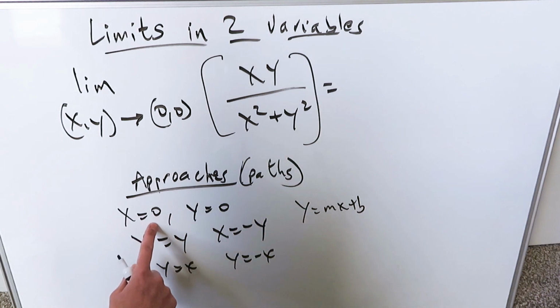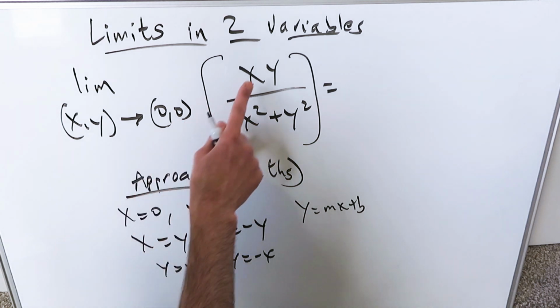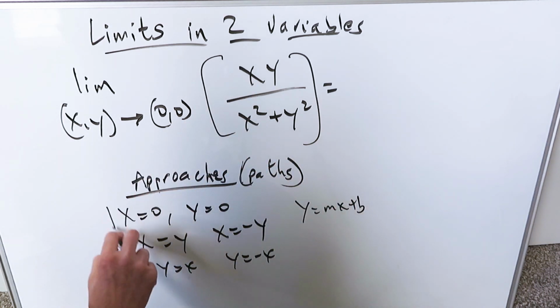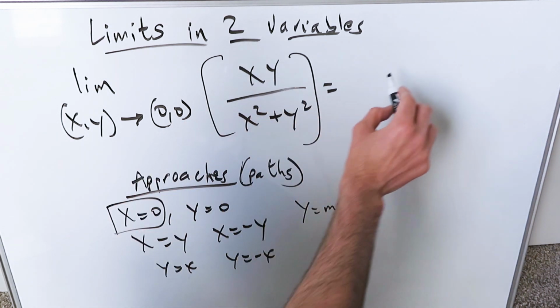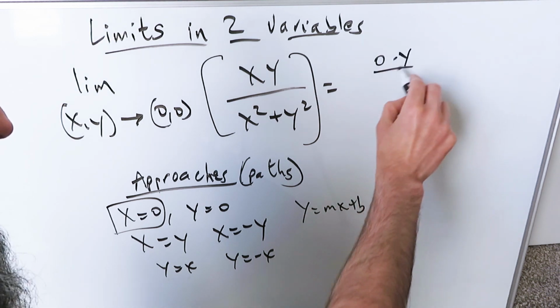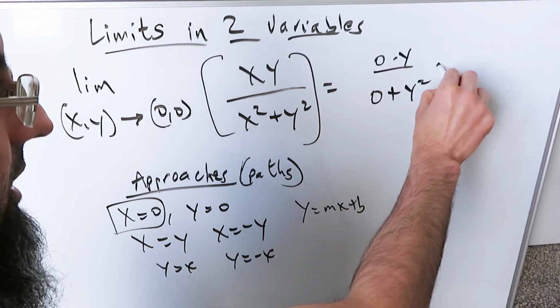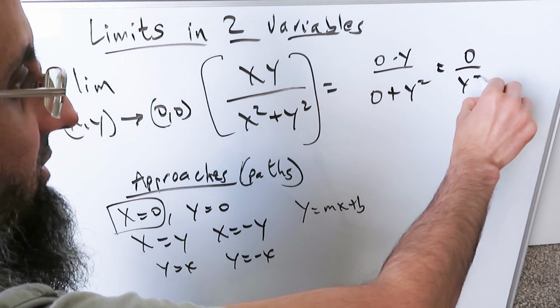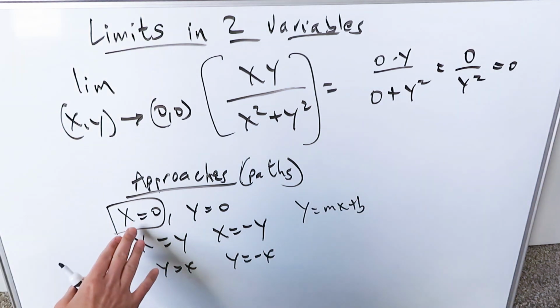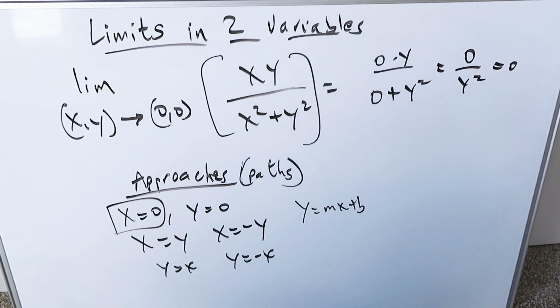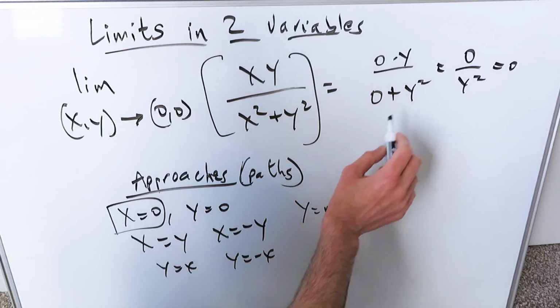If I'm saying x is 0, then wherever I have x here, I'll put a 0. Let's look over here. X is equal to 0. I start putting in zeros. I have 0 times y over 0 plus y square. I'm looking here at 0 over y square, and I'm getting 0. When x is 0, my limit output is 0. We'll keep that aside over there.